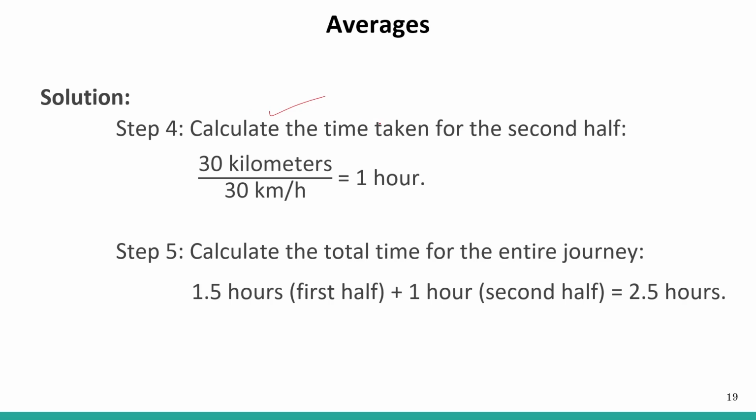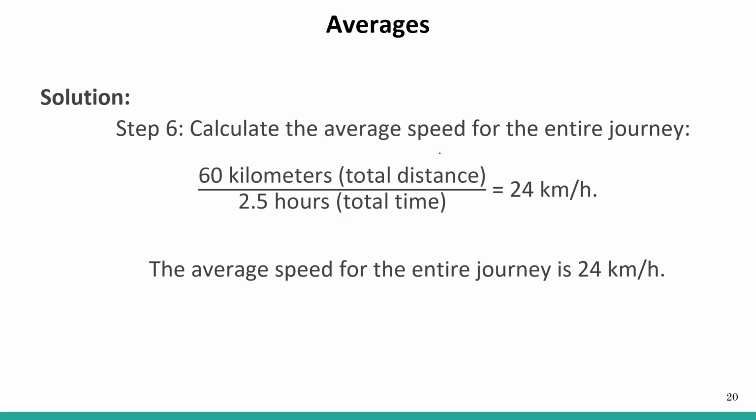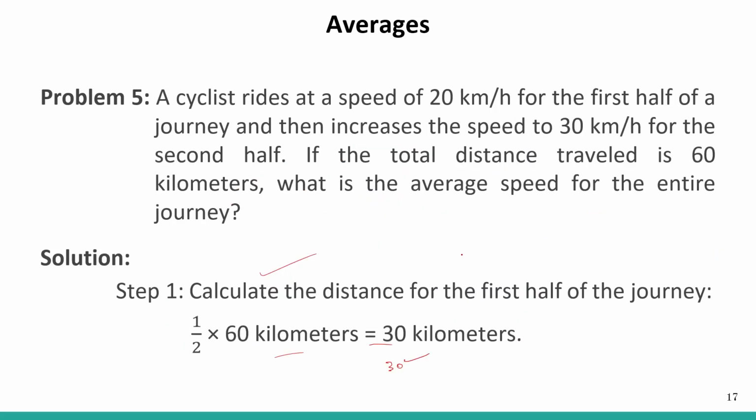So let's calculate the time taken for the second half, which is 30 km by 30 km per hour, equal to what? 1 hour. So calculate the total time for the entire journey: 1.5 plus 1 is equal to 2.5 hours. So calculate the average speed for the entire journey. So 60 km by 2.5 hours is equal to 24 km per hour. So this will be the average speed at which, if one completes the journey, he will be covering 60 kilometers in 2.5 hours, with the first half at a speed of 20 km per hour and the second half at 30 km per hour.